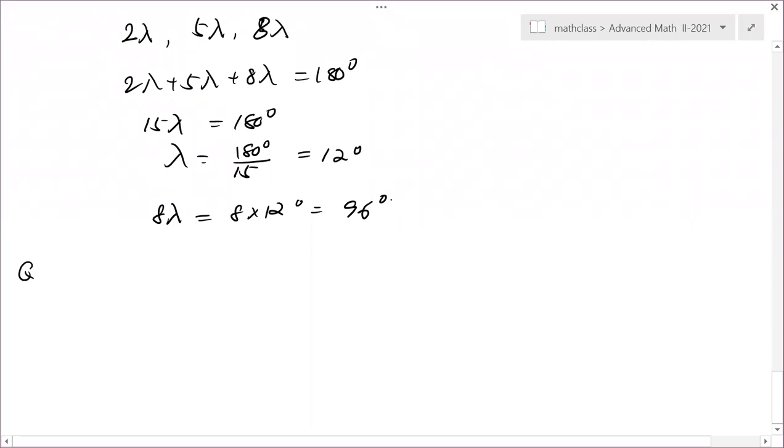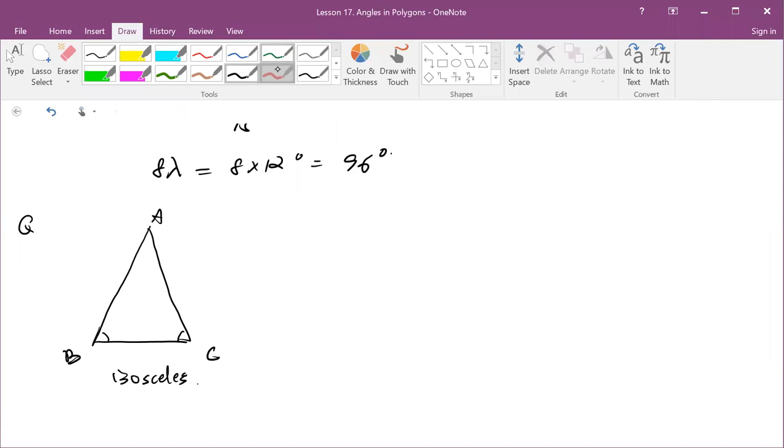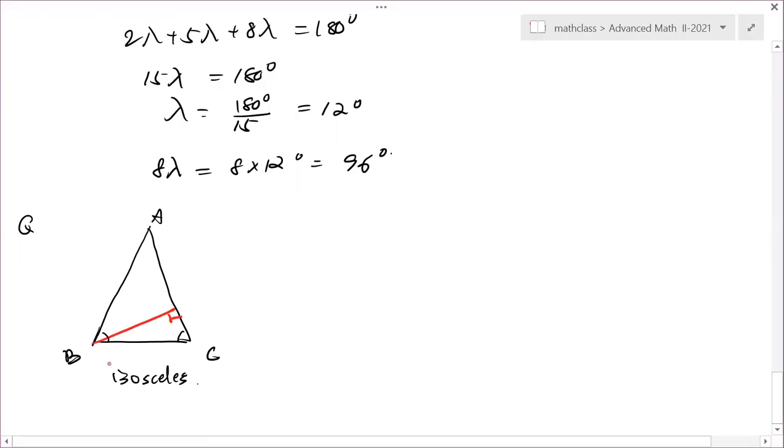Okay, now let's work on the next problem. We know the isosceles triangle, right? Isosceles is a Greek name. Isosceles triangle means these two angles are the same. So we have a triangle ABC. I'm going to draw a line perpendicular to this side, and that point is denoted by D.